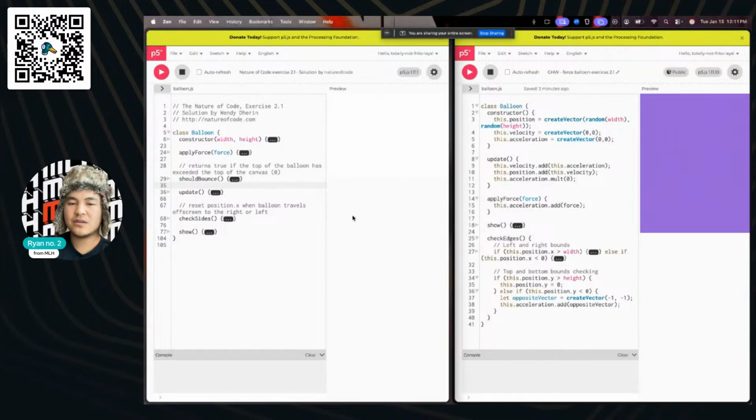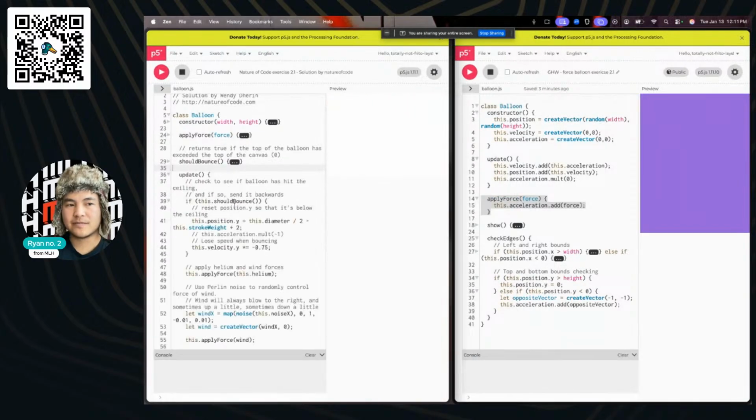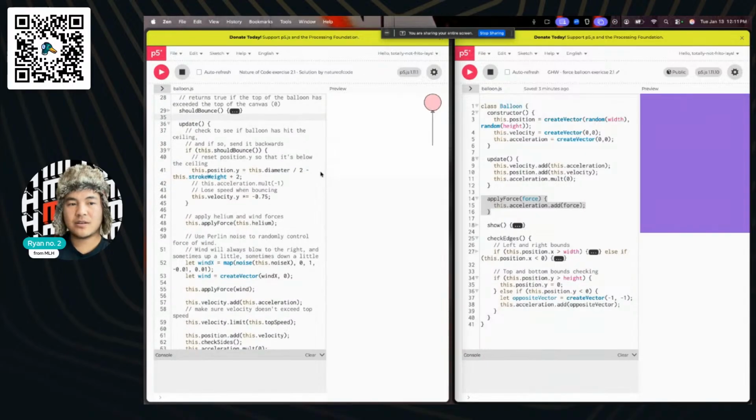So then I guess check edges didn't need to actually be responsible for the top and bottom bounds checking. Okay, so I guess the juicy bit is probably going to be under apply force. No. Apply force we have basically the same thing. So I guess all of the juice is actually under update. Okay, and that is a pretty big function. Let's go through this.